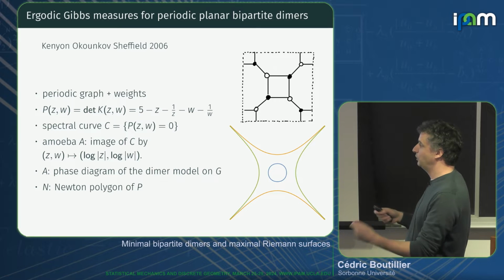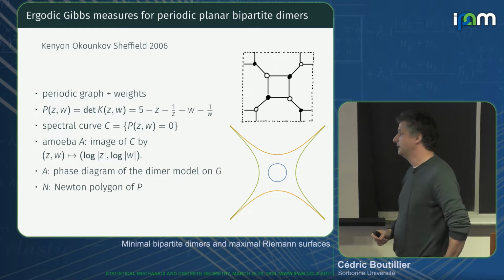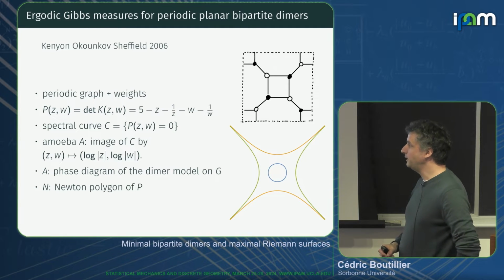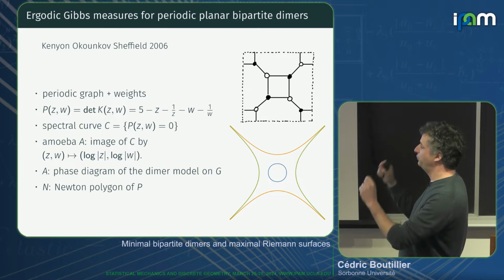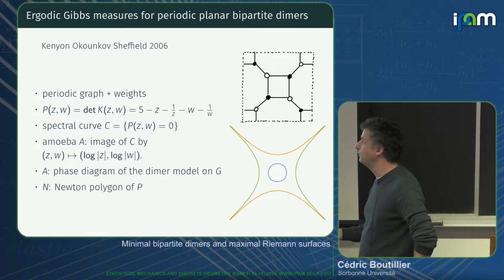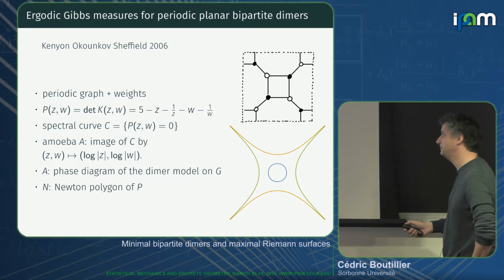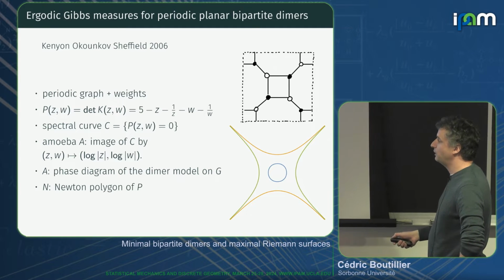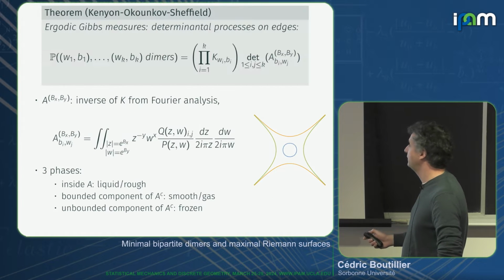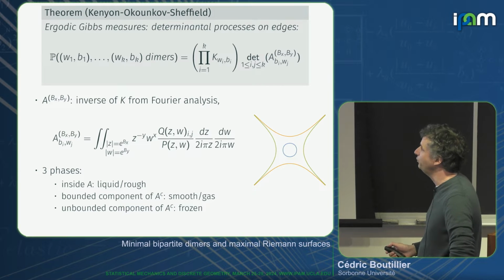There is another important object, which is the Newton polygon of the characteristic polynomial, the convex hull of the powers of Z and W which have a non-zero coefficient in the characteristic polynomial, which is somehow dual to the amoeba. So what does their result look like? It can be formulated as follows.